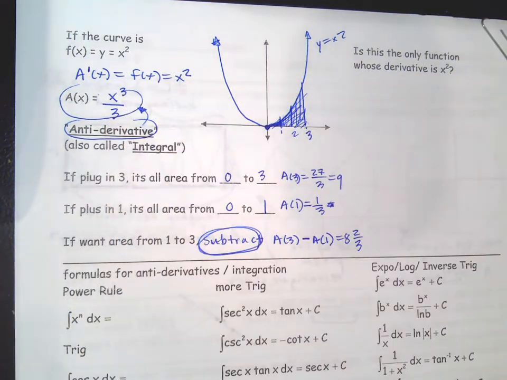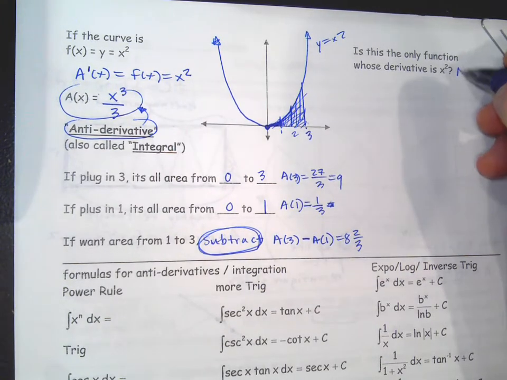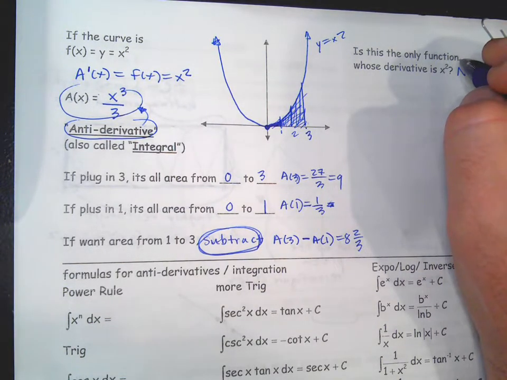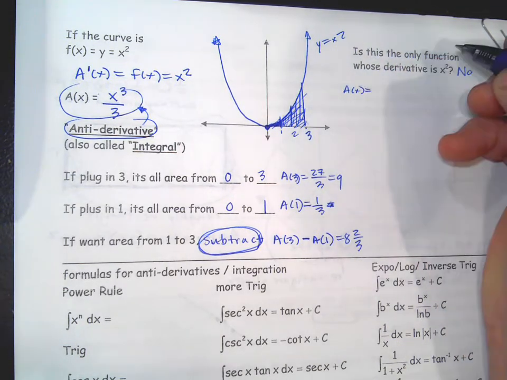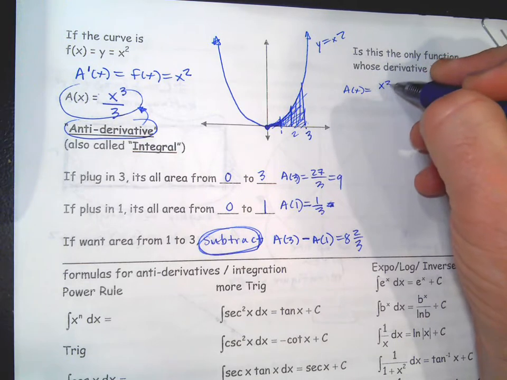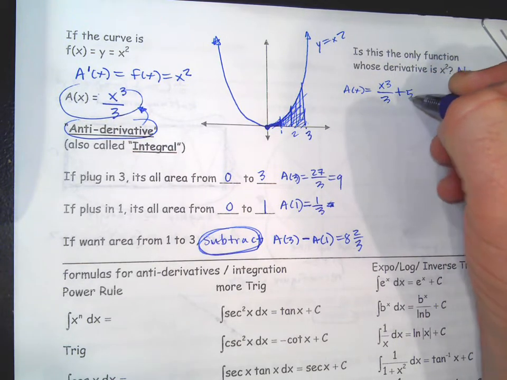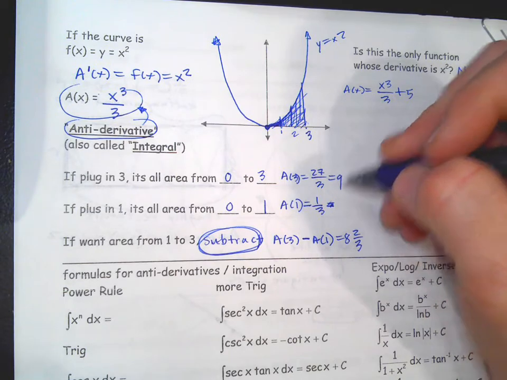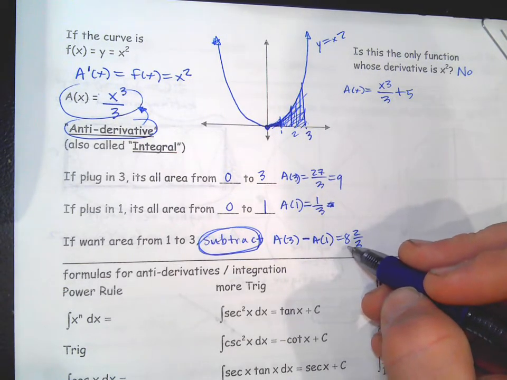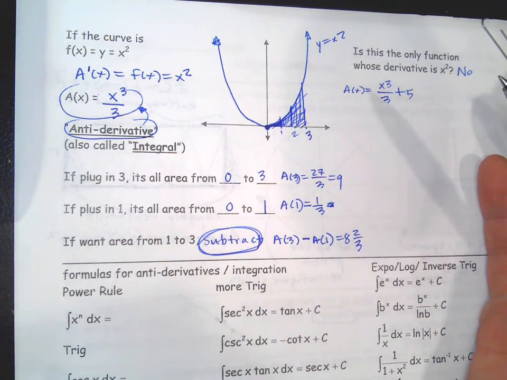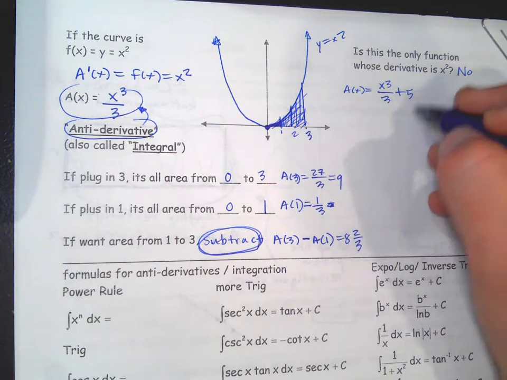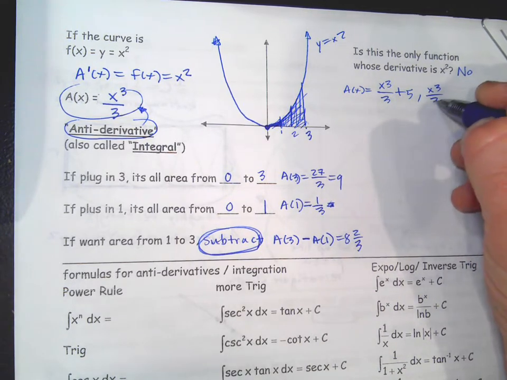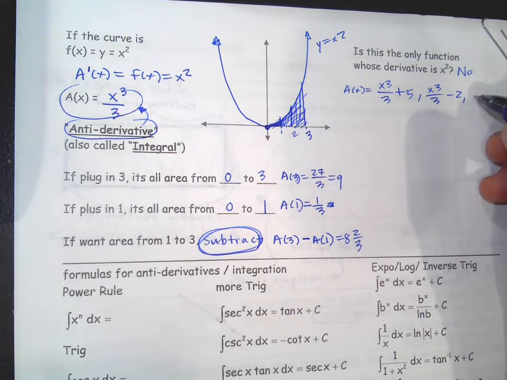Okay? Now, just to make it a little more complicated, is this the only function whose derivative gives you x squared? Nope. Can you think of some? What are some other functions that we could have written for the area? How about x cubed over 3 plus 5? Wouldn't that give you the same derivative? That'd give you different values here, right? But it would still give you the same value between any two numbers, right? So we're going to rely on this idea all the time. Okay, in fact, you could do x cubed over 3 minus 2. I mean, x cubed over 3 plus or minus any number will work.